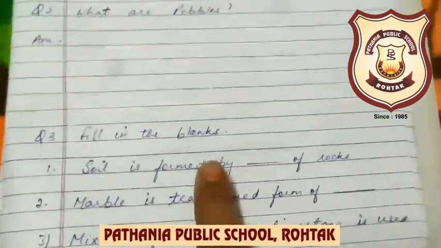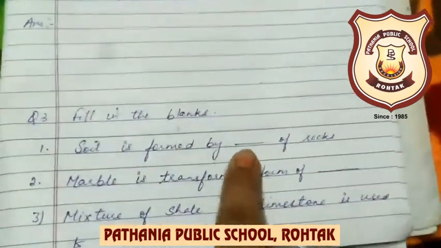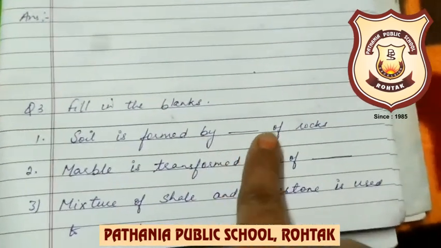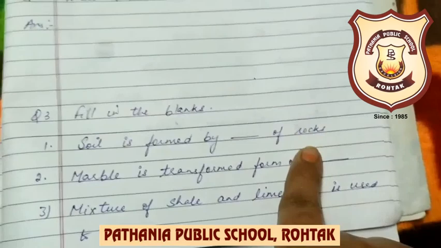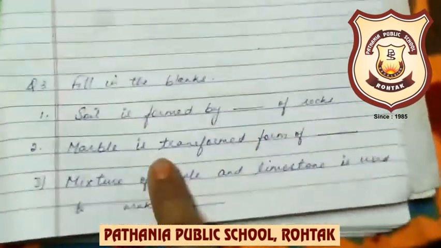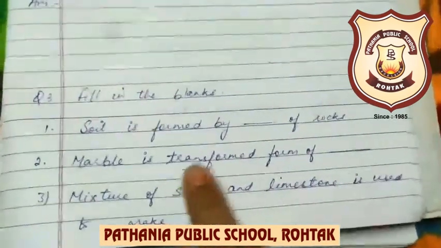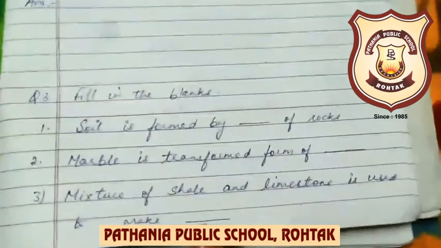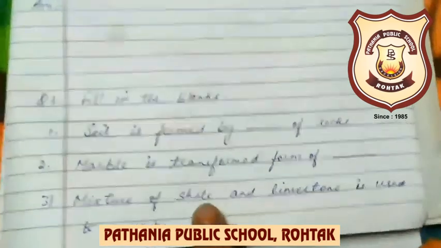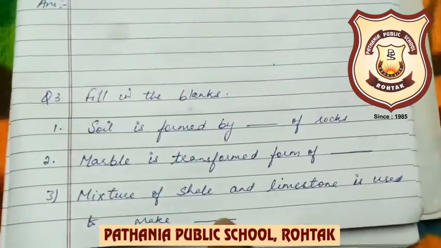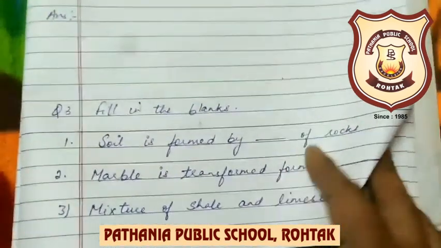Now third, fill in the blanks. You have to fill these blanks with the correct answer, beta. Soil is formed by dash of rocks. Second, marble is a transformed form of dash. Marble is the transformed form of what, beta? Mixture of shell and limestone is used to make dash. What do we use the mixture of shell and limestone to make? Okay beta.